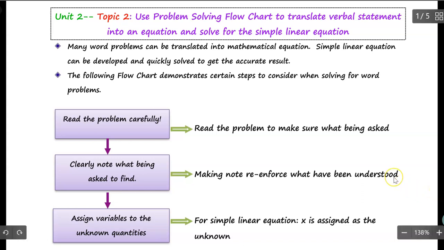Hello everyone. In this lesson, we will use a problem-solving flowchart to translate a verbal statement into an equation, and then solve the simple linear equation. Many word problems can be translated into mathematical equations. A simple linear equation can be developed and quickly solved to get an accurate result. The following flowchart demonstrates certain steps to consider when solving word problems.